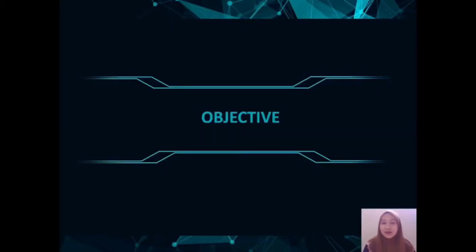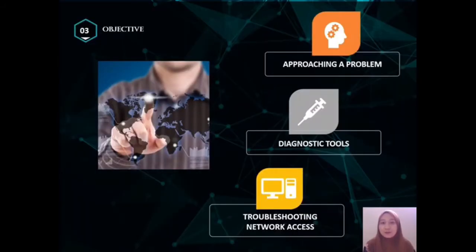Thirdly, the objective. We choose these troubleshooting issues. First objective is that we want to approach problems. Once we approach the problems, we can understand and study more about what kind of troubleshooting there is in TCP/IP. Secondly, with the diagnostic tools, we can find out what kind of tool we must use for upcoming TCP/IP problems. So the next one is troubleshooting network access. We can find more about network access between computers.